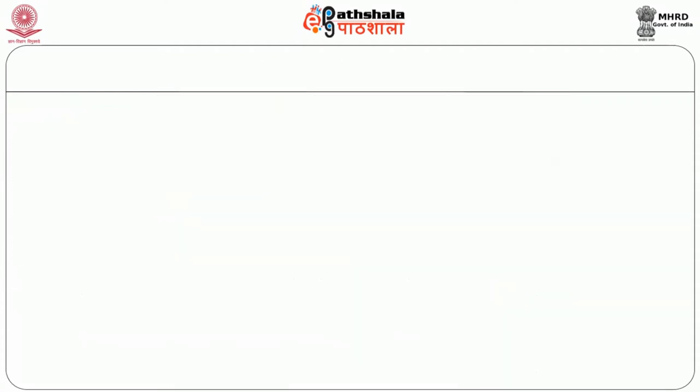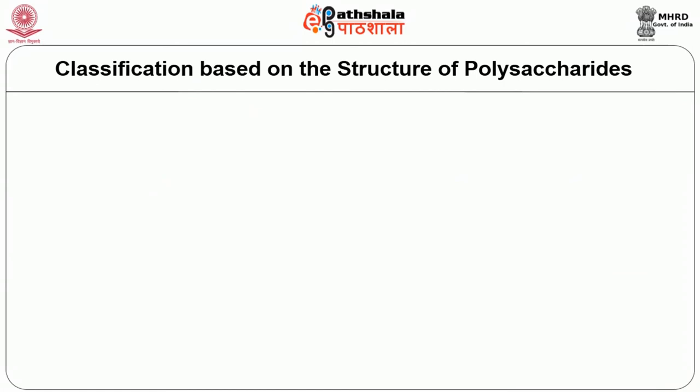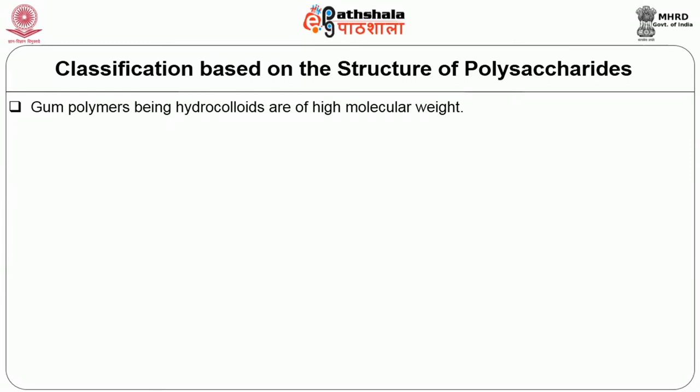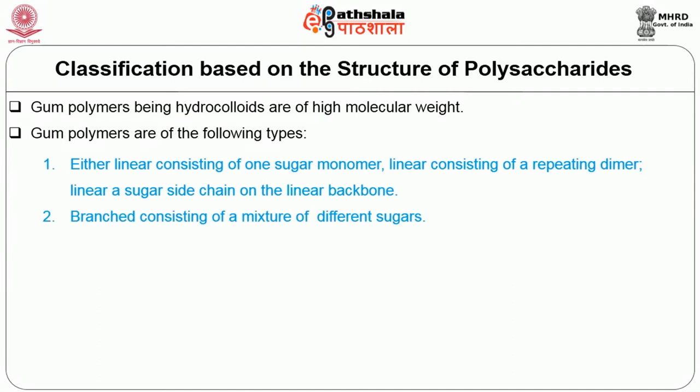Now, let us discuss classification based on structure of polysaccharides. Gum polymers, being hydrocolloids, are of high molecular weight. Gum polymers are of the following types. First type is linear, consisting of one sugar monomer, or linear consisting of a repeated dimer, or a sugar chain on the linear backbone. Second type is branched, consisting of a mixture of different sugars.